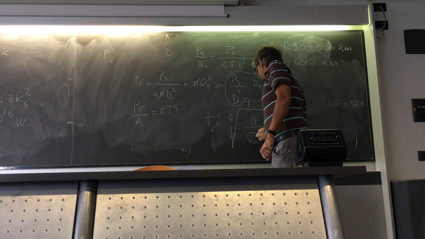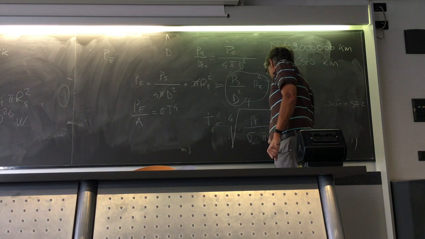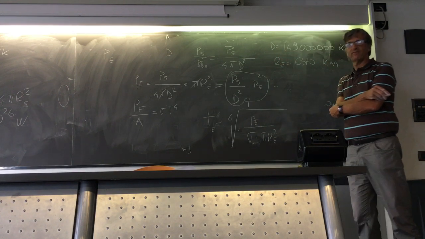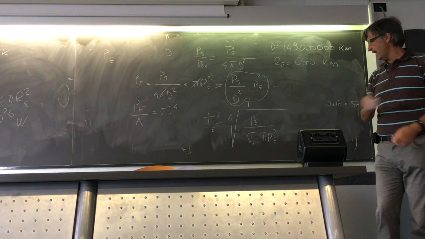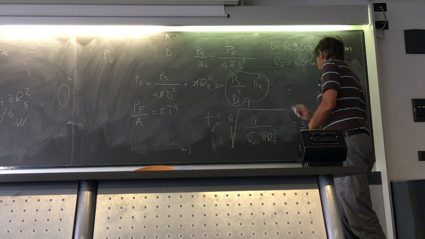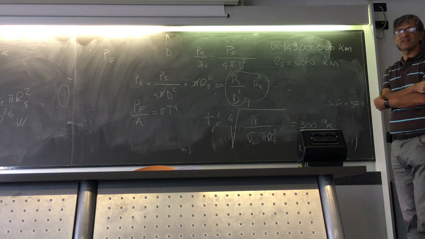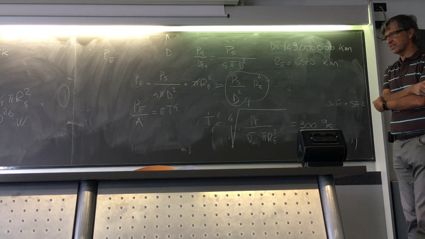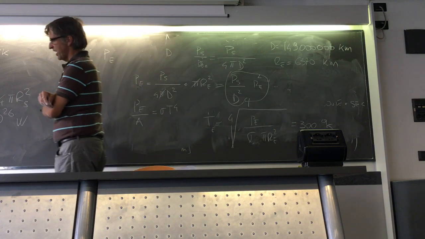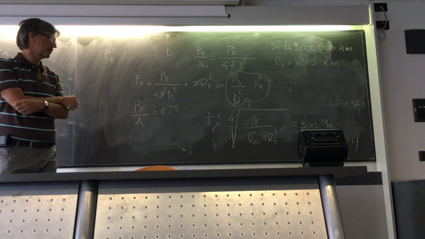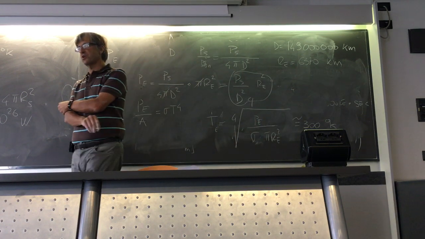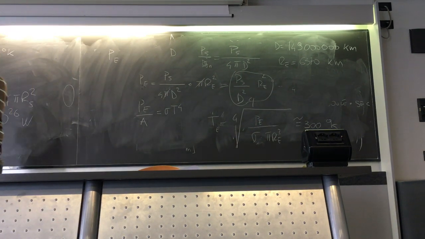divided by sigma and divided by the area, that is pi r squared. And if you put this in, you get very close to 300 Kelvin. Not exactly 300 Kelvin, you get a number lower than this, 280, 290, but very close to 300, which is the average temperature on the Earth. And this is just an exercise.